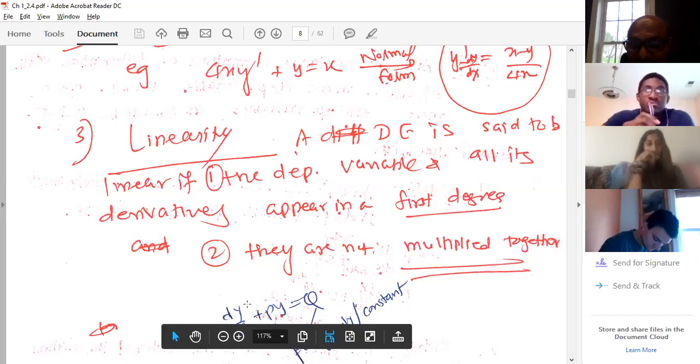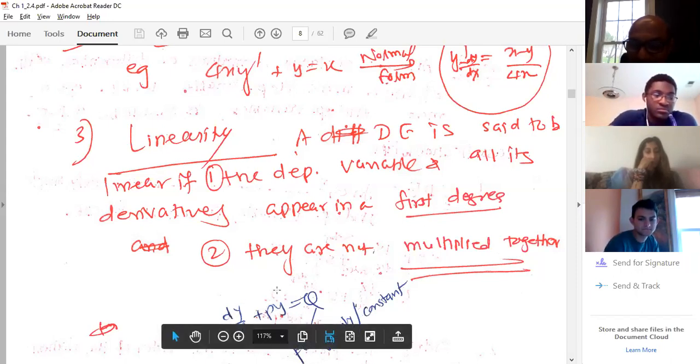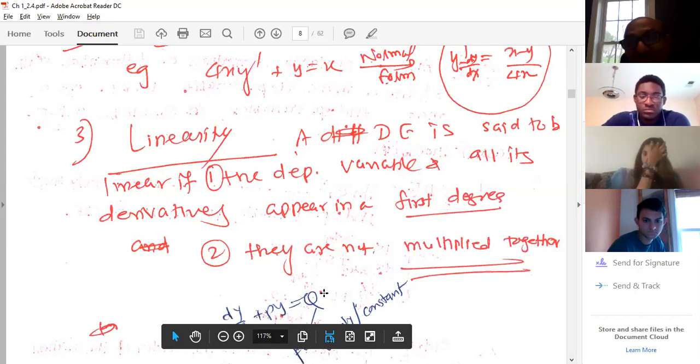Can you see dy/dx? Nothing is mentioned, which means bracket to the power 1. Agree? That means the dependent variable and its derivative, both are in first degree, because the powers are just 1. Agree? This means the first condition is satisfied. That means this is my linear differential equation. This is called the standard form of the linear differential equation.